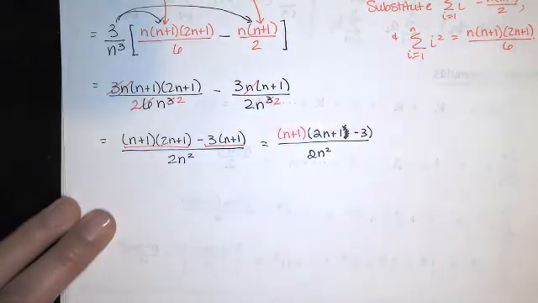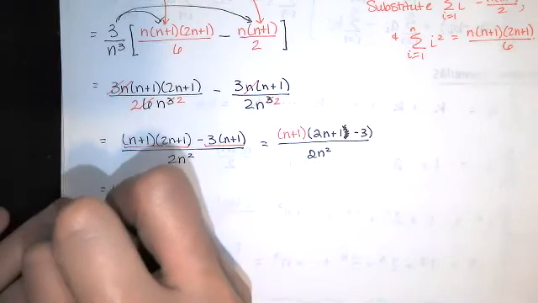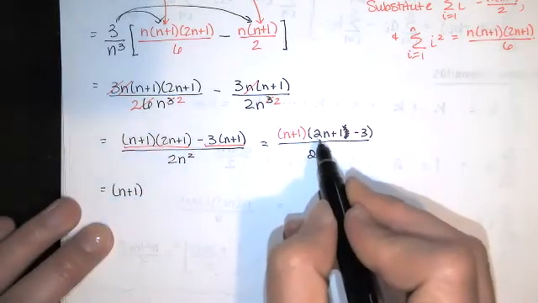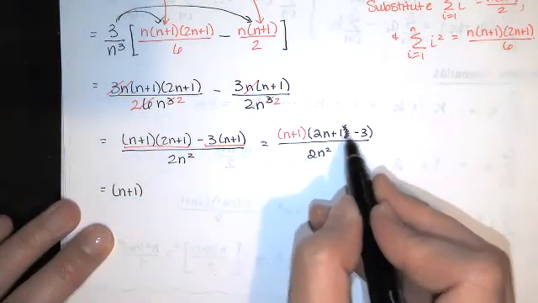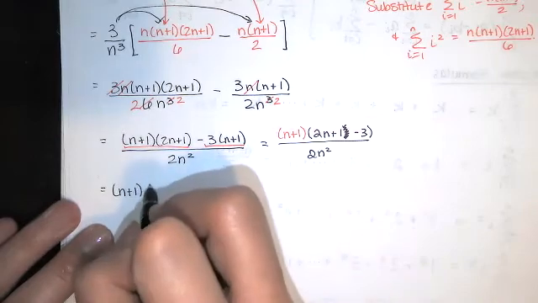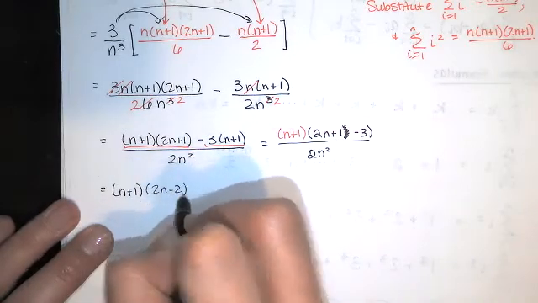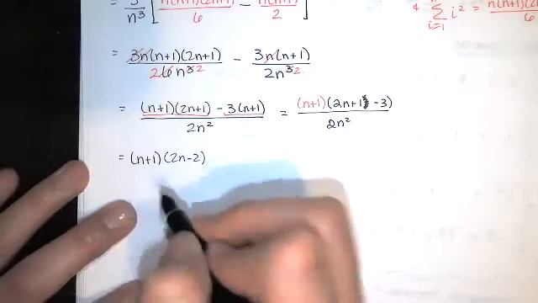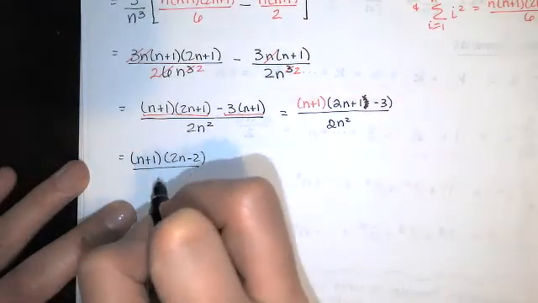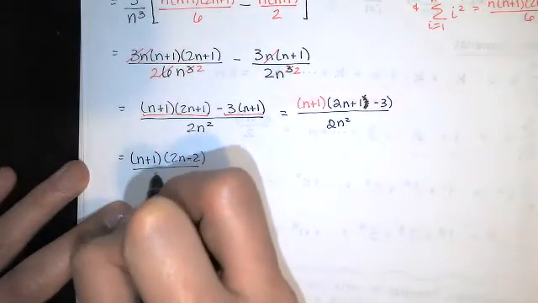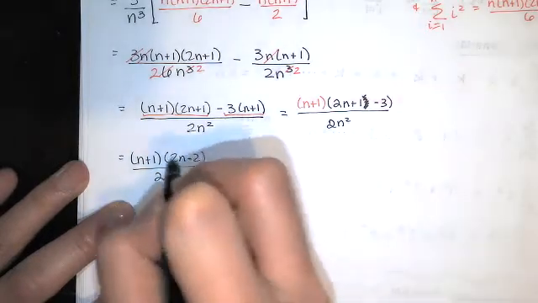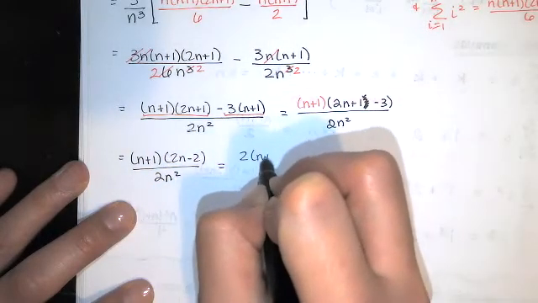And that simplifies quite nicely. I have n plus 1, and 2n plus 1 minus 3 is 2n minus 2, excuse me. We even get one more cancellation. Factor out the 2 from that.